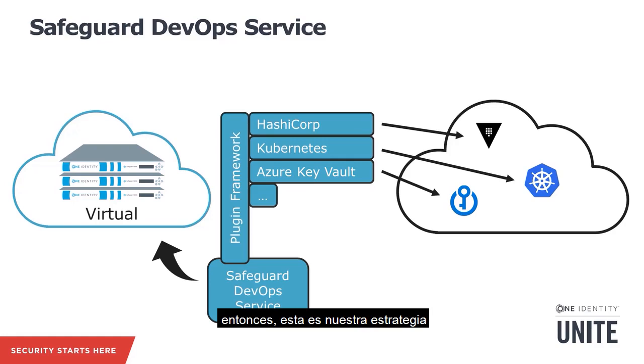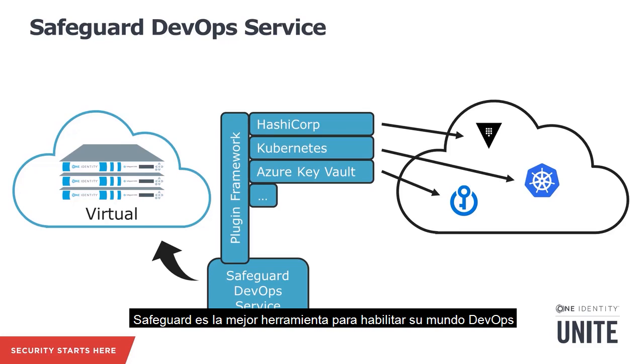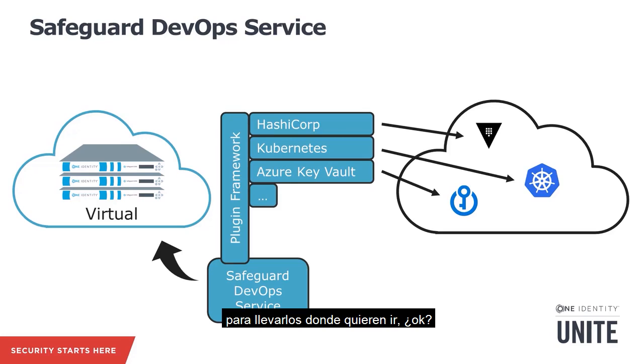Okay. So this is our strategy. The PAM world and the DevOps world are not exactly the same world, but Safeguard is the very best tool for enabling your DevOps world to get you to where you want to be. We won't say, hey, no, you shouldn't do that. If you say, well, I want to just take a Safeguard vault, and I'm going to use the API, and I'm going to use it as my DevOps secret store, go ahead, we can do it. Safeguard is flexible enough to do exactly that job.